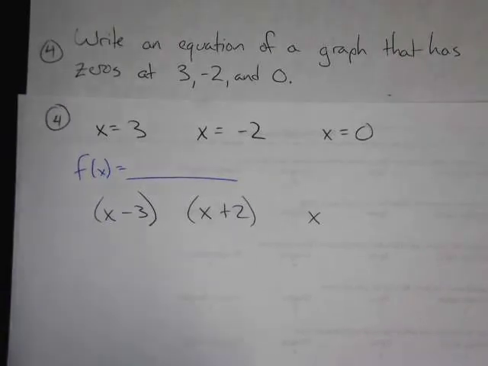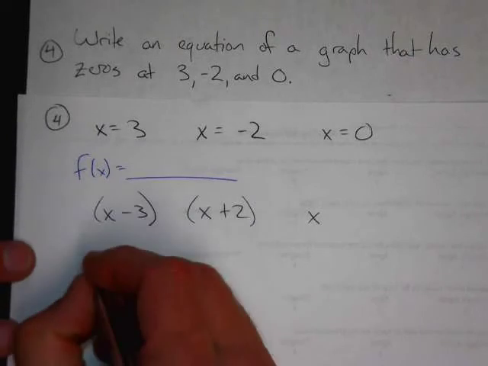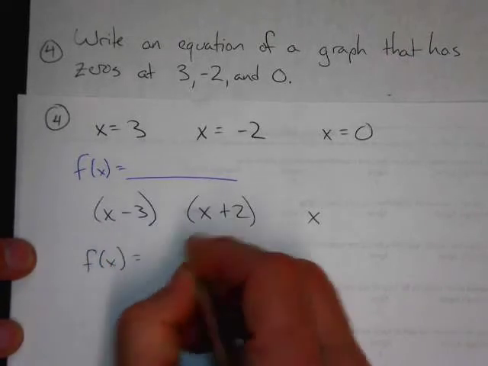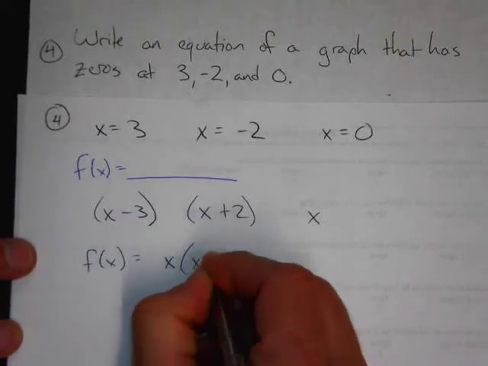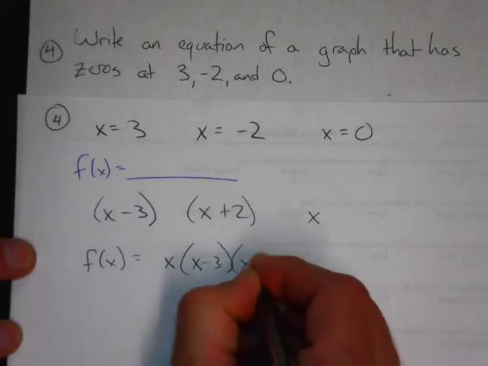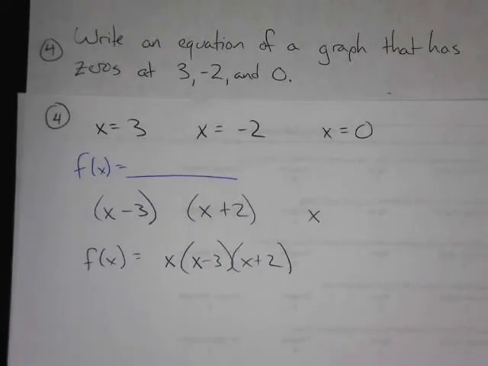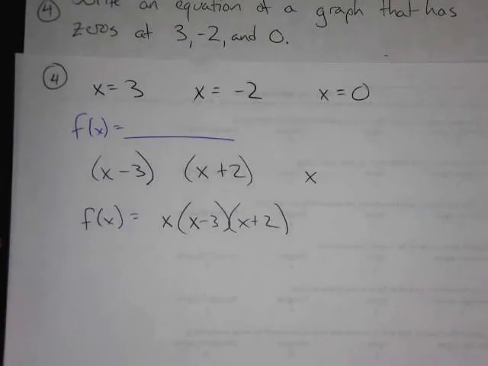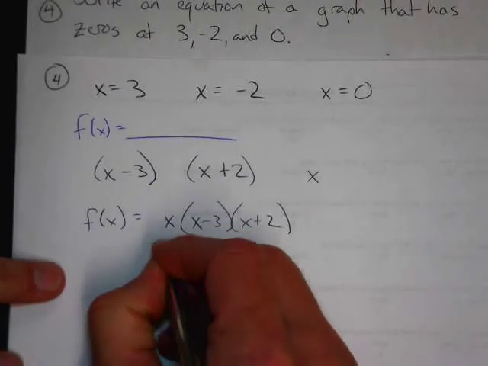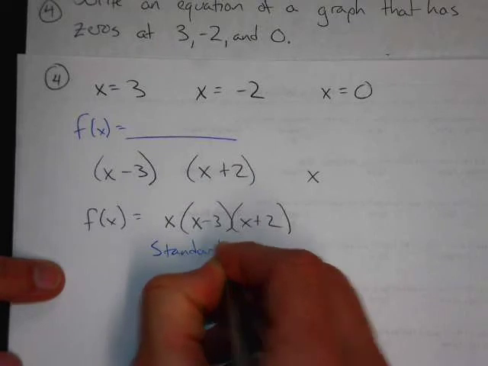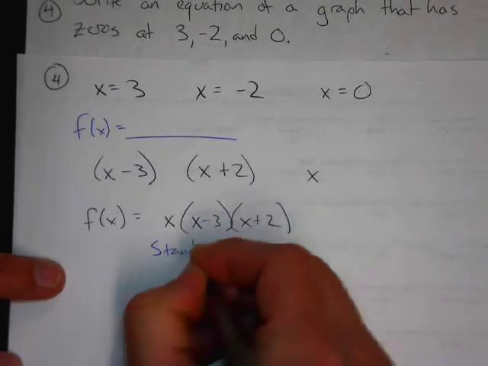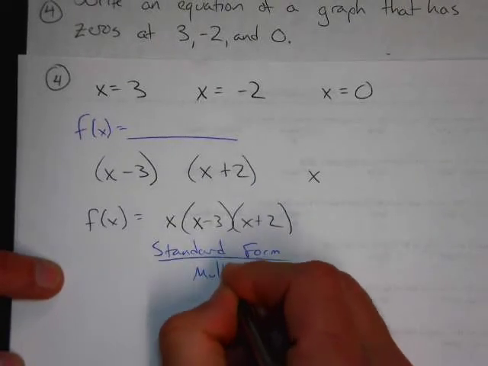So if we're going to multiply all these out, we have our equation. We'd have f of x is equal to x times x minus 3 times x plus 2. That could be an equation, and if you want points, yay, there's that. But for me, I like standard form. So I'm going to put this in standard form. That's just me. Standard form means I'm going to multiply everything out.